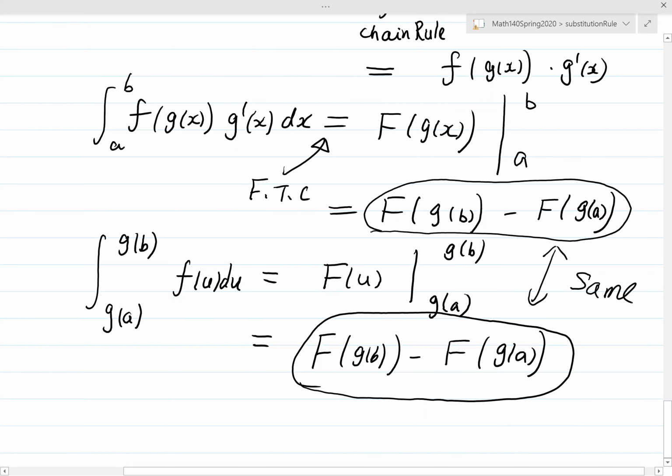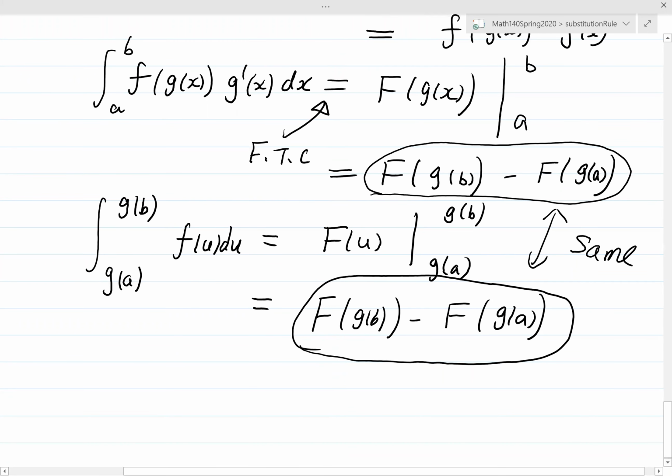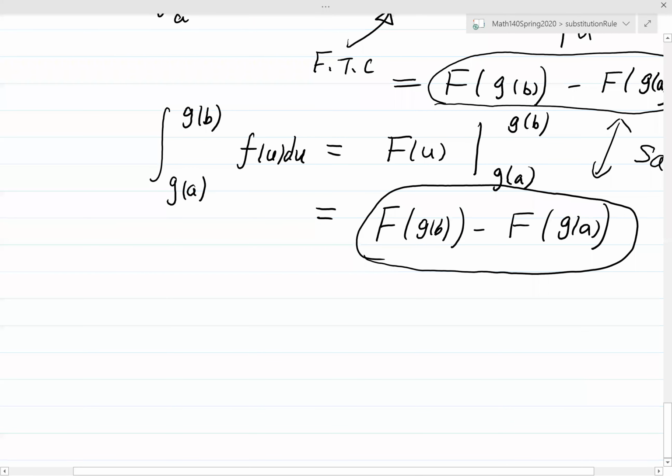So you see, if we don't change the upper limit and lower limit, then we will have trouble. If we don't change the upper and lower limits of this definite integral to g(a) and g(b), then the result will be different. So to make sure the result is the same, we need to change the upper limit and lower limit by the substitution that we use. Okay, let's see some examples.